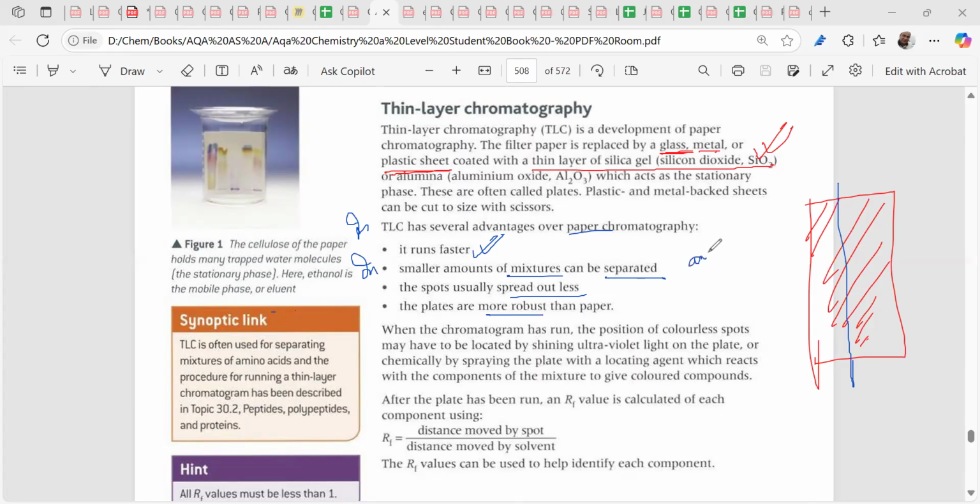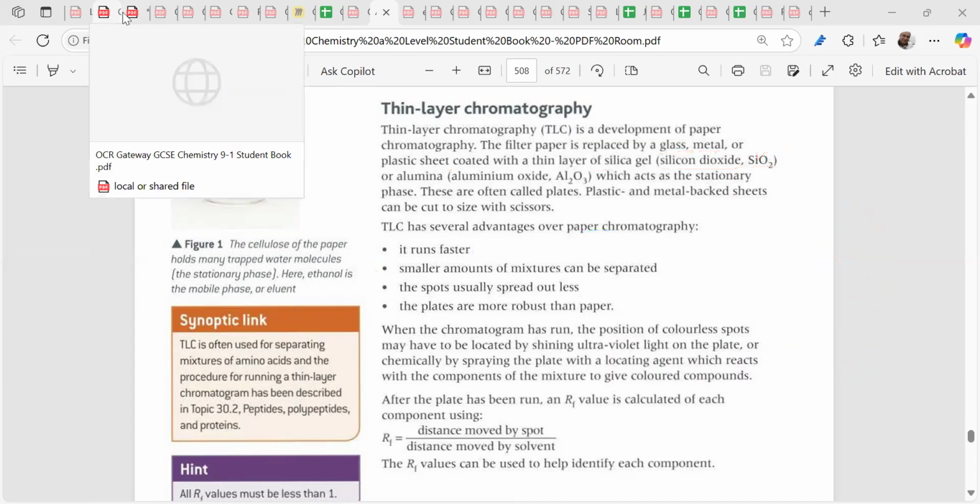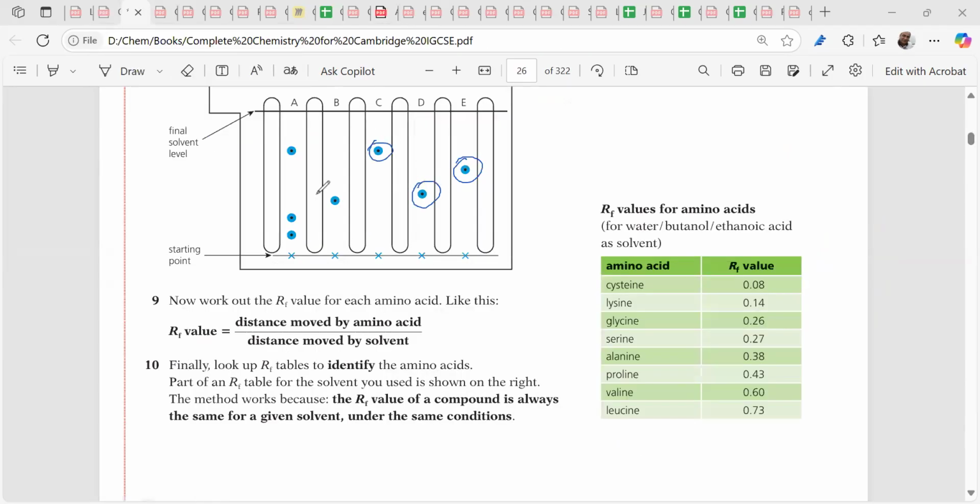Now see, amino acid does not have any color. What do we do? We can spray a locating agent. Amino acid is not colored, so how can you find out the amino acid? What's the locating agent used? Nikita, can you tell me? Ninhydrin. Or you can shine a UV ray also. That also is done. Understood this part?